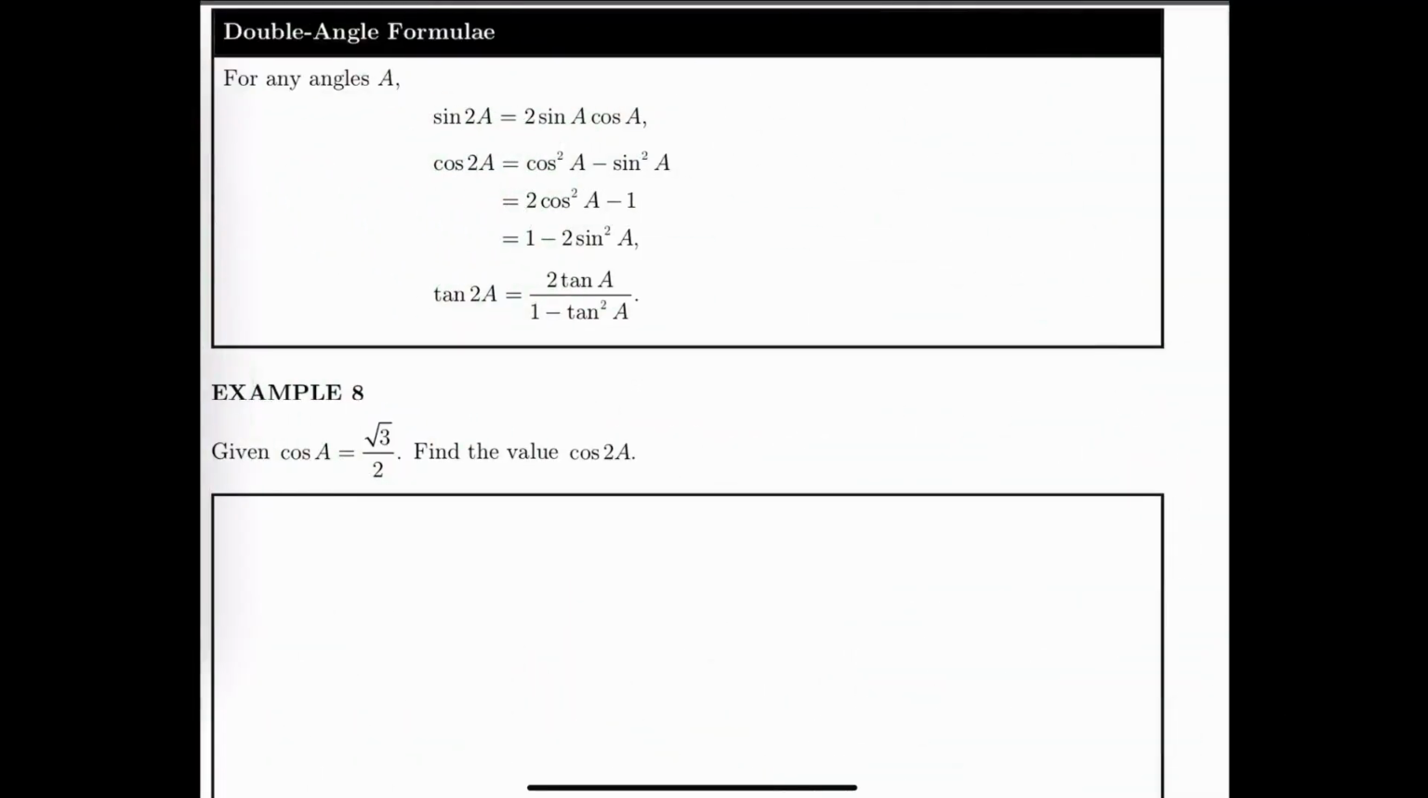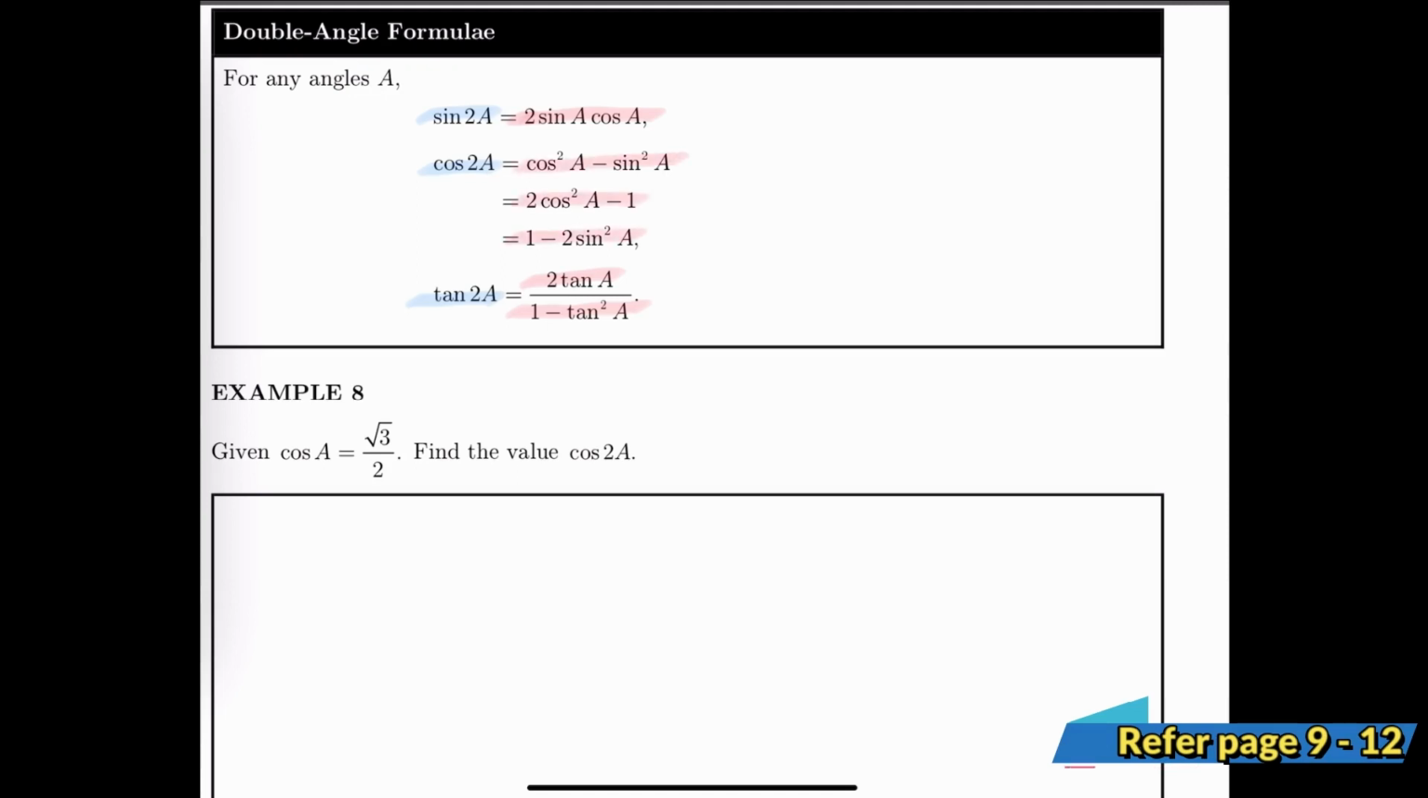Double angle formula for any angle A, we have three different types of formula. The first one is for sine 2A, the next one is cos 2A, and the last one is for tangent 2A. From the formulas, we notice that sine 2A is 2 sine A cos A. Tangent 2A only has one formula, which is 2 tangent A over 1 minus tangent squared A. But for cos 2A, we have three different formulas.